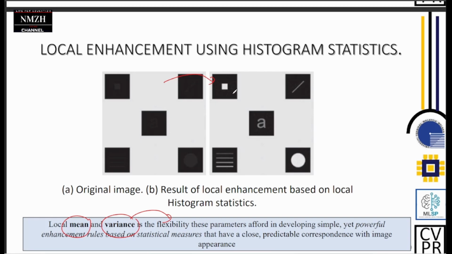So I think that's all for this particular part number 1, chapter number 3.